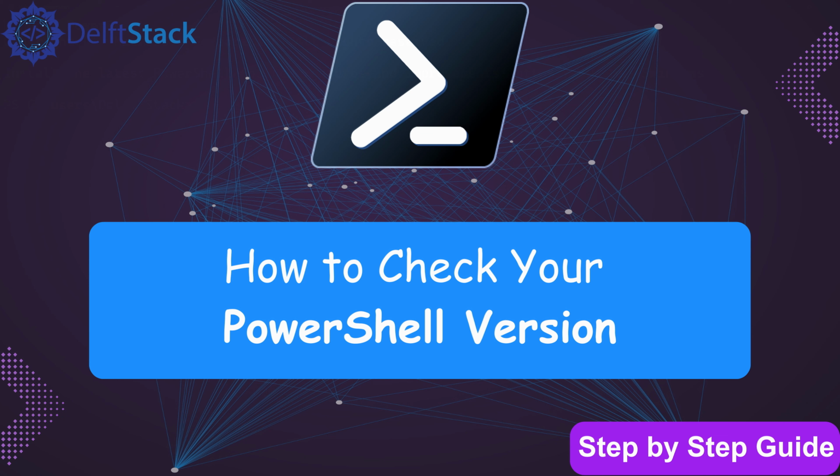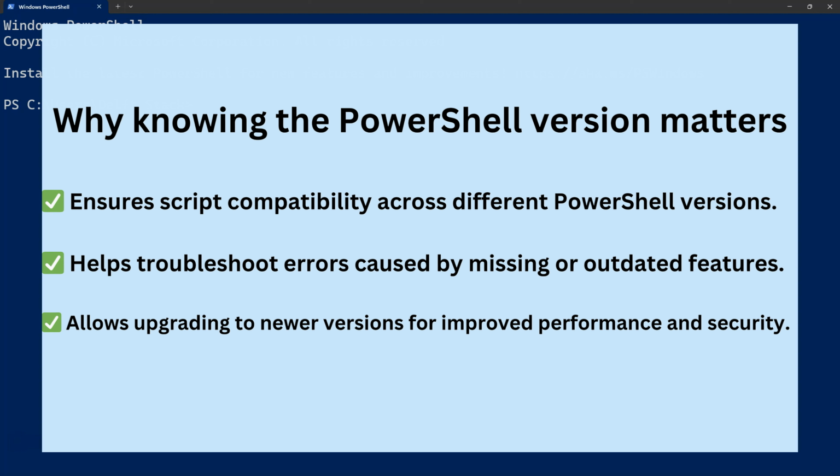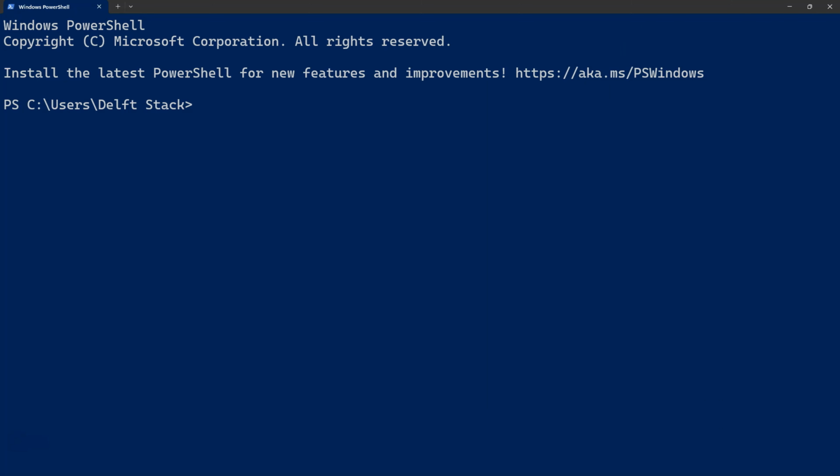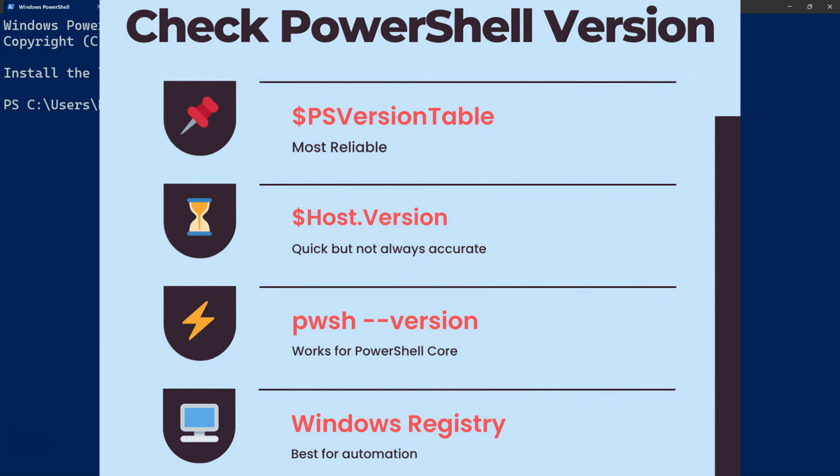Today we will explore multiple ways to check which version of PowerShell is installed on your system. Knowing your PowerShell version is essential for script compatibility, troubleshooting errors, and accessing the latest features. By the end of this video, you'll know 4 different ways to check your PowerShell version and understand when to use each one. Let's get started.